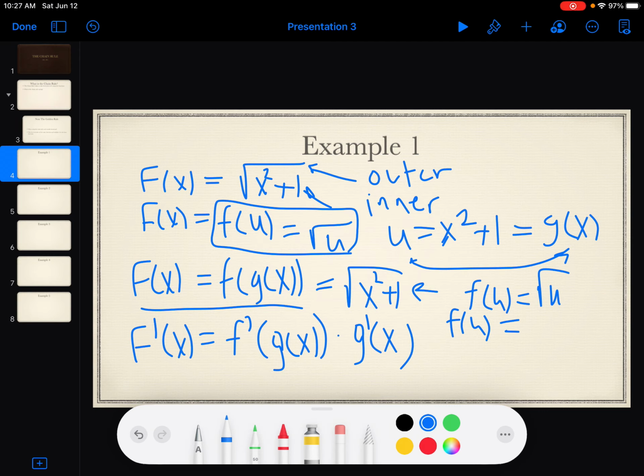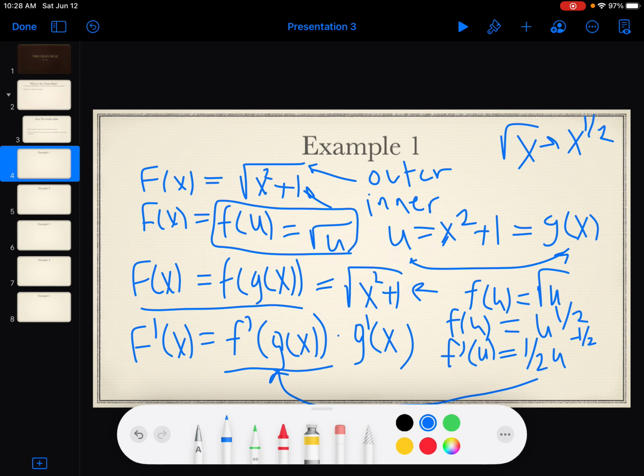Well, you got root u. Remember root x? How do you take the derivative of that? Well, root x is just x to the half. So same thing here. This is just u to the half. So let's take the derivative. That f prime of u is just half u to the negative half. So there we go. We got our first part right here, right? u is equal to g of x. So we got our first part, right?